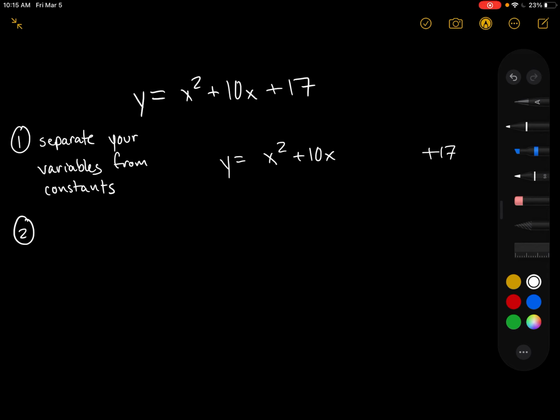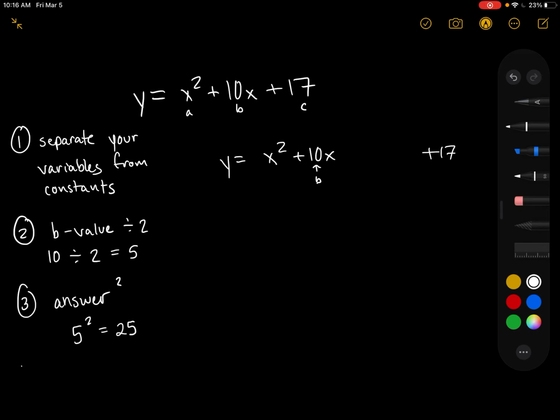Step number two is take your single variable term, so just x, not x squared term. So we'll call it our b value. And like ax squared plus bx plus c, take your b value and divide it by 2. So in this case, it's 10. That's b. We're going to divide it by 2. Third, take your answer and square it. So our answer is 5. We're going to square it.